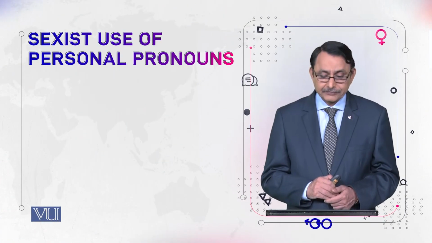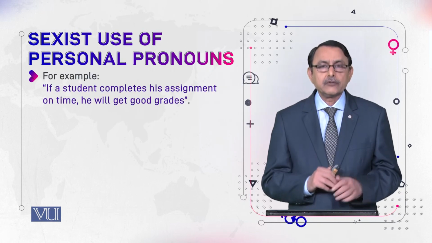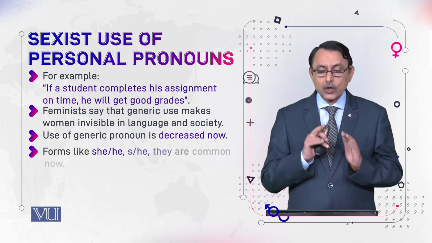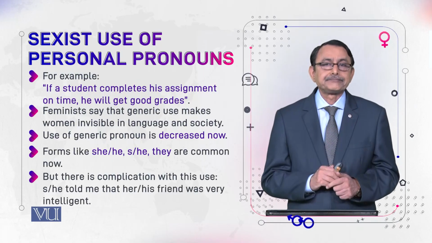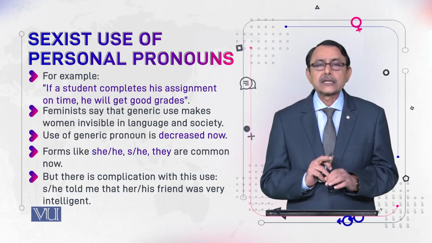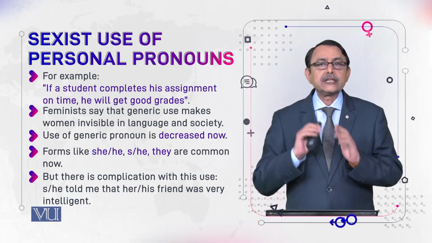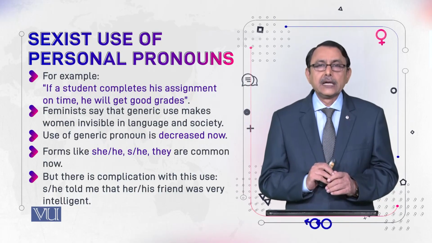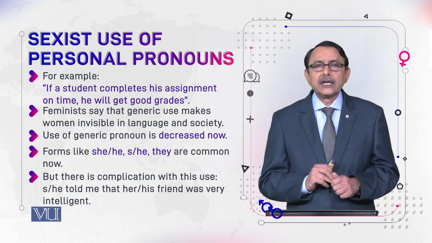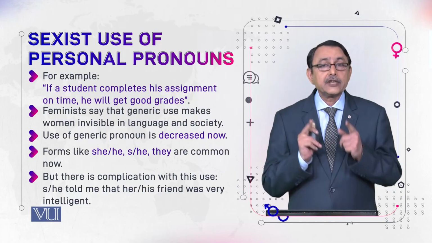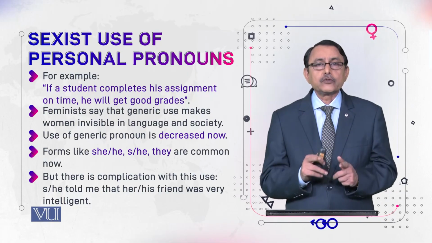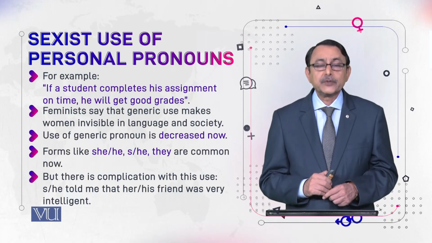For example, see how you use a generic pronoun for both sexes. A teacher says, if a student completes his assignment on time, he will get good grades. Now, who is the referent of this he? Only male students of the class, or both males and females? If the class is a segregated class, with males and females separate, then that is another matter. In that case, this he is not generic. It is generic only when the class is, for example, co-ed, with both in it, and it is used for both, as it is in this announcement by the teacher.